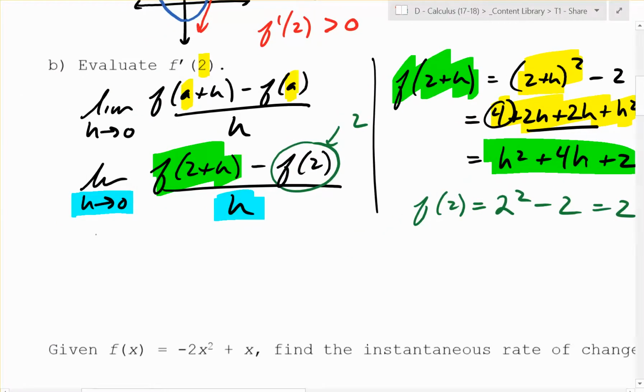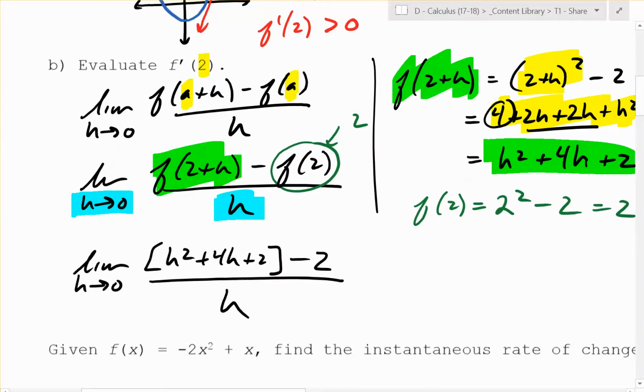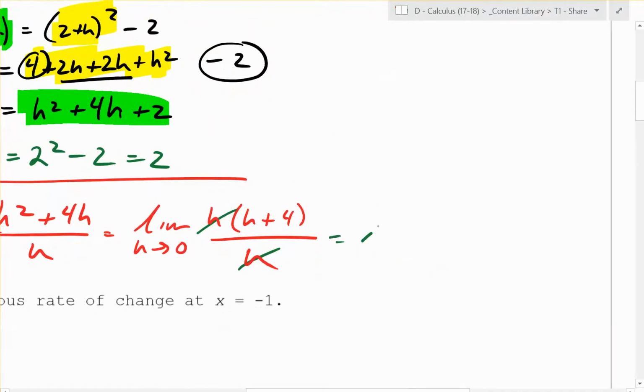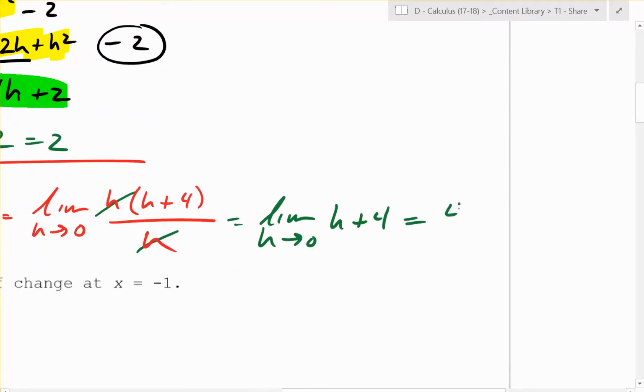So now when we write out this limit, we end up with this. And now we notice that the 2's cancel, leaving us with the limit as h goes to 0 of h squared plus 4h over h. And now the magical thing happens that we were hoping. We can factor out from the top an h, so it's h times h plus 4 over h, and now we can cancel, and now we have the limit as h goes to 0 of h plus 4. Now, can we plug in 0 for h? We sure can. It's going to be 4.